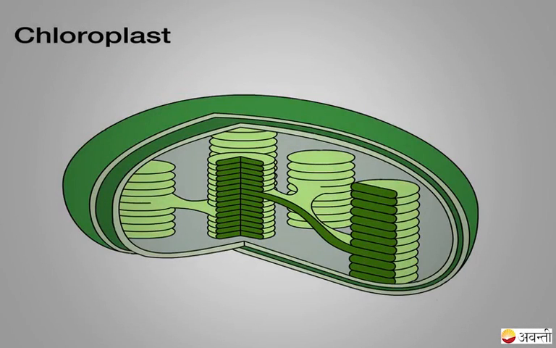Now, let's look at the structure of the chloroplast. If you observe chloroplast under a microscope, you will observe a structure looking like flows stacked on each other. This structure, which looks like stacks of flows, is called the thylakoid. And the space surrounding the thylakoid is called the stroma.